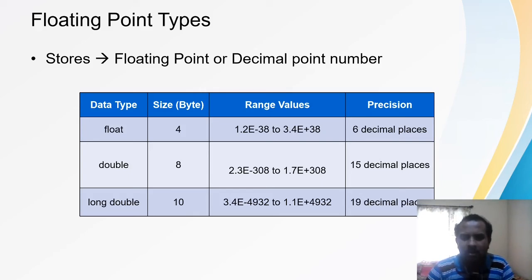So what is the use? I can get a more accurate answer, right? Instead of 6 decimal points, now I have 15 decimal points, so I'll get a more accurate answer. In the long double also, in the same manner, I'm going to have 19 decimal places after the point. So I can have that much precision, or that much accuracy in my answer.